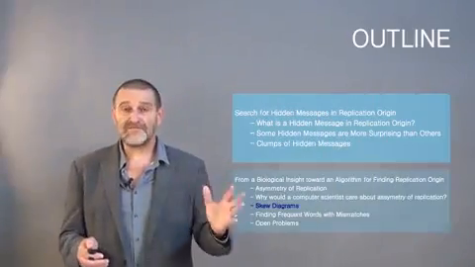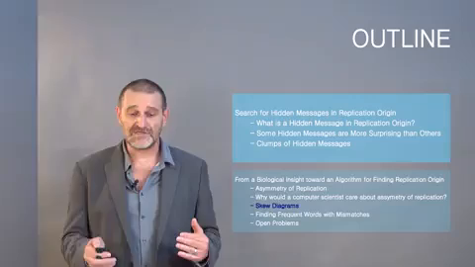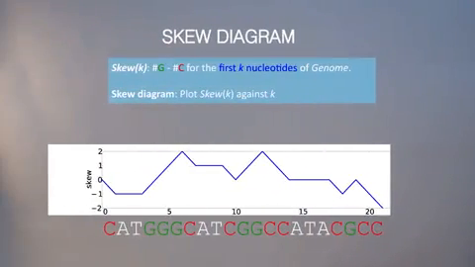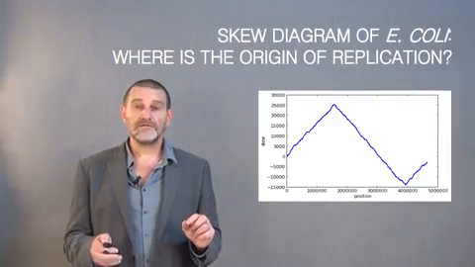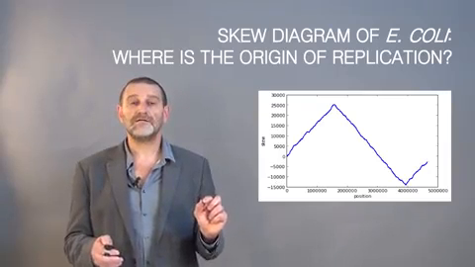So let's define a mathematical framework for how to deal with this. We define skew of K as simply the number of G minus the number of C in the first K nucleotides of the genome. And a skew diagram is simply a plot showing skew of K against K. Now let's construct the skew diagram for the E. coli genome. It looks beautiful.